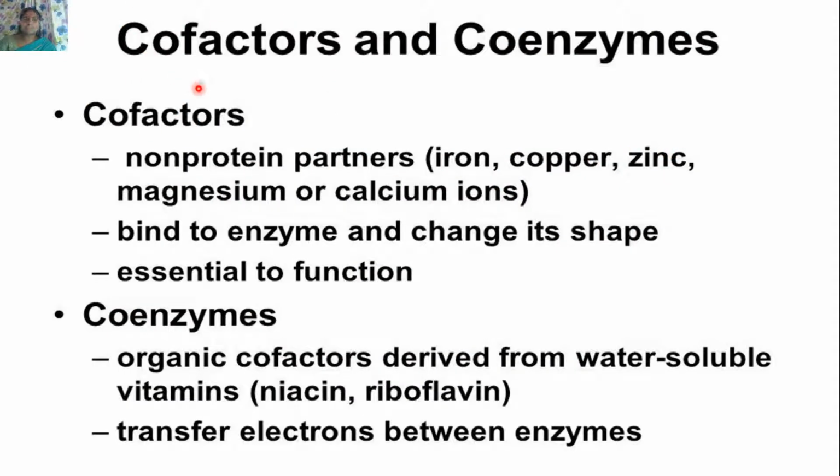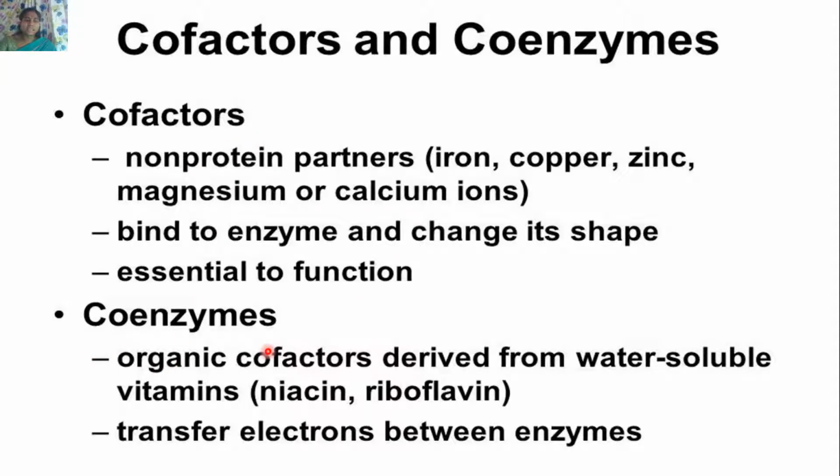As I told you in the previous video, cofactors and coenzymes are part of the holoenzyme. Cofactors are non-protein partners. Usually they are inorganic metals, maybe iron, copper, zinc, magnesium or calcium ions. They bind to the enzyme and change its shape. The change in shape is essential for the normal function of the enzyme.